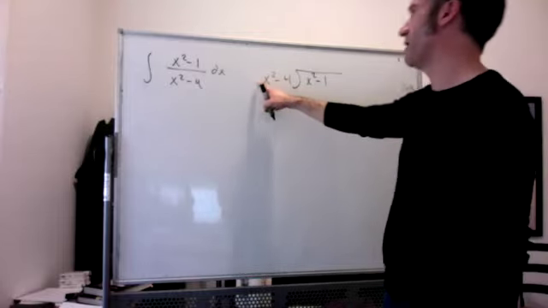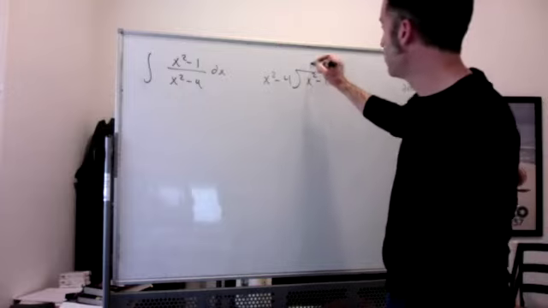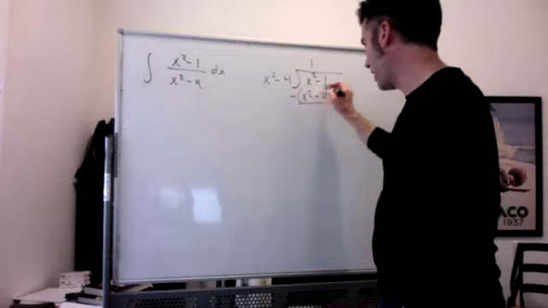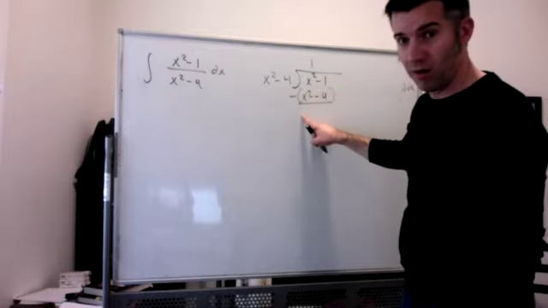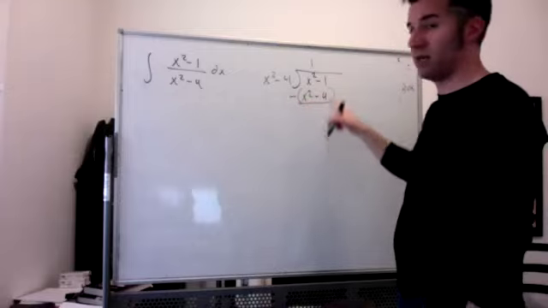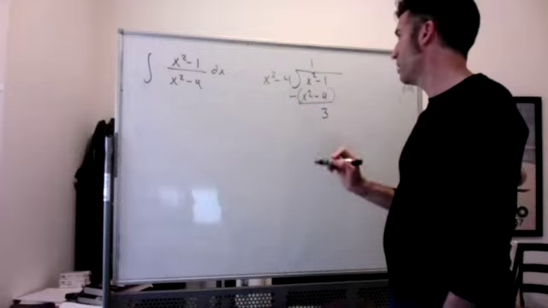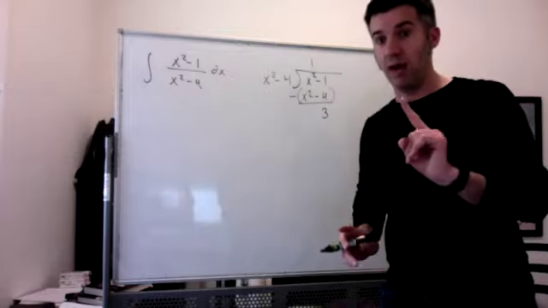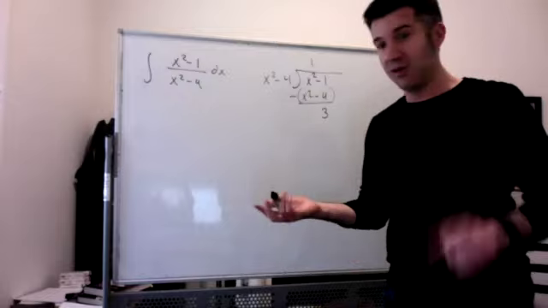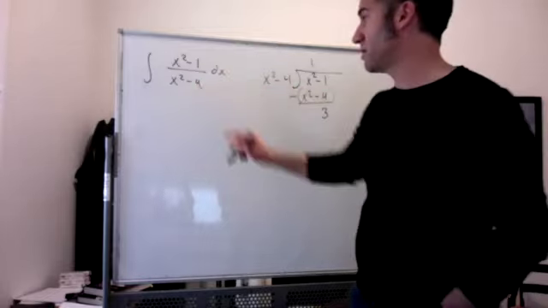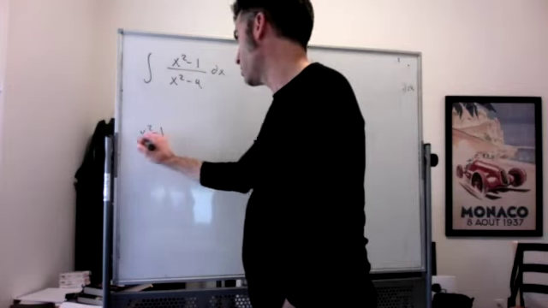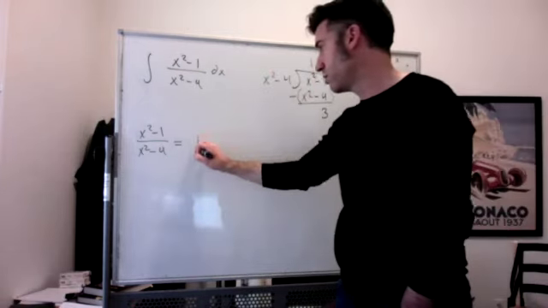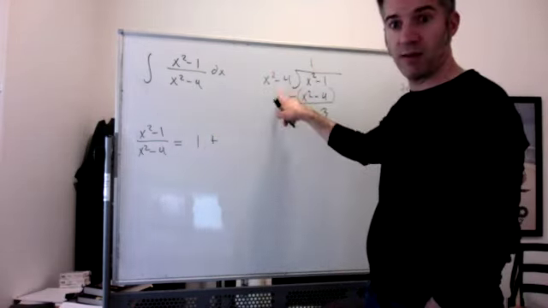So what do you multiply by x squared to get x squared? 1. 1 times x squared, 1 times negative 4. Subtract: x squared minus x squared is 0. Negative 1 minus negative 4 is negative 1 plus 4, which is 3. And that's it. We're done. When your degrees are the same, it's a one-step polynomial division. So we end up rewriting this: x squared minus 1 over x squared minus 4 is equal to the quotient plus the remainder divided by the divisor.